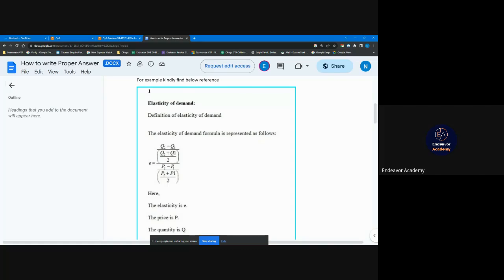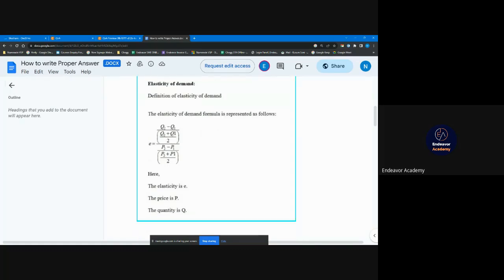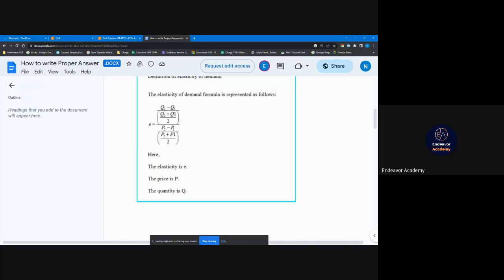Then we provide the formula. For writing the formula, we will write this statement: the elasticity of demand formula is represented as follows. After providing the formula, we also have to provide the parameter details, like what E is representing here, what P is representing, what Q is representing. All these things we have to mention in this formula.